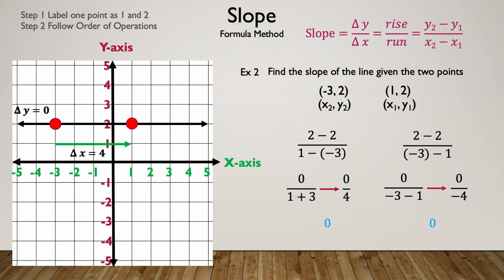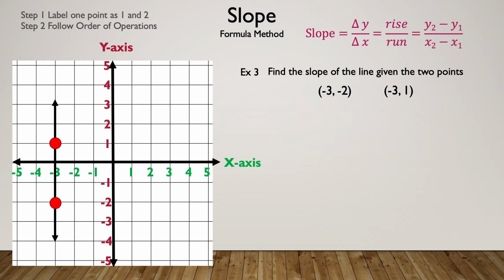Now we've done it 3 different ways, and we got 0 each time. So we know we did it correctly. Now let's take a look at example 3, where we have the points (-3, -2) and (-3, 1). So let's go ahead and label (-3, -2) as point 1 and (-3, 1) as point 2.